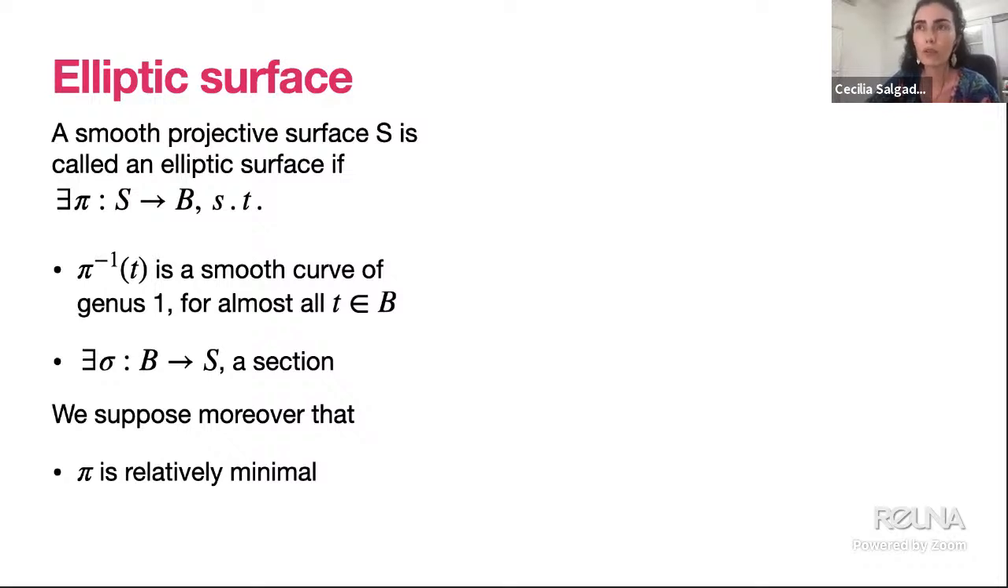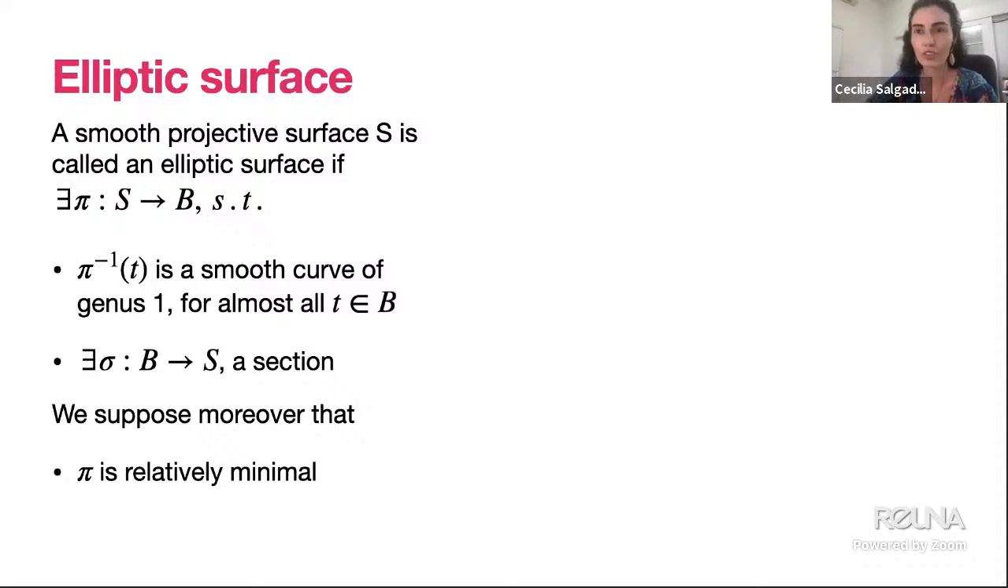And I want something, maybe not the canonical thing, that the fibration has a section. And I'm going to suppose for simplicity that it's relatively minimal. Relatively minimal means that the surface doesn't have to be minimal as a surface. You can have -1 curves inside of it that you can blow down to some other model, but not preserving pi. So there are no -1 curves as components of the fibers of pi. That's what it means.